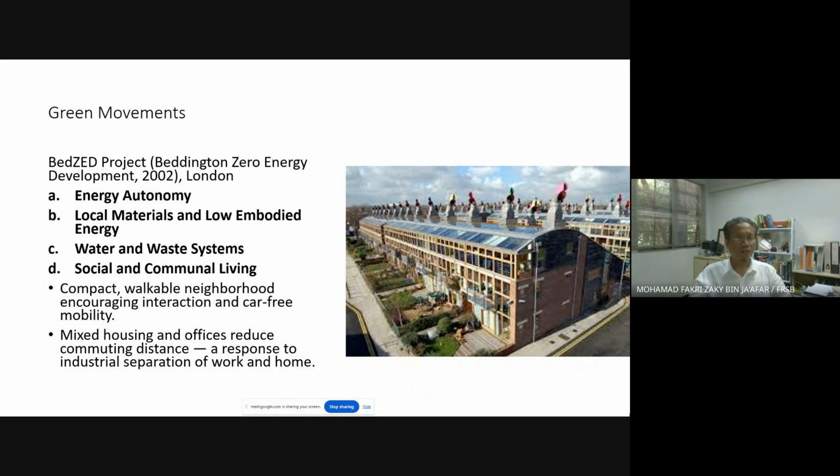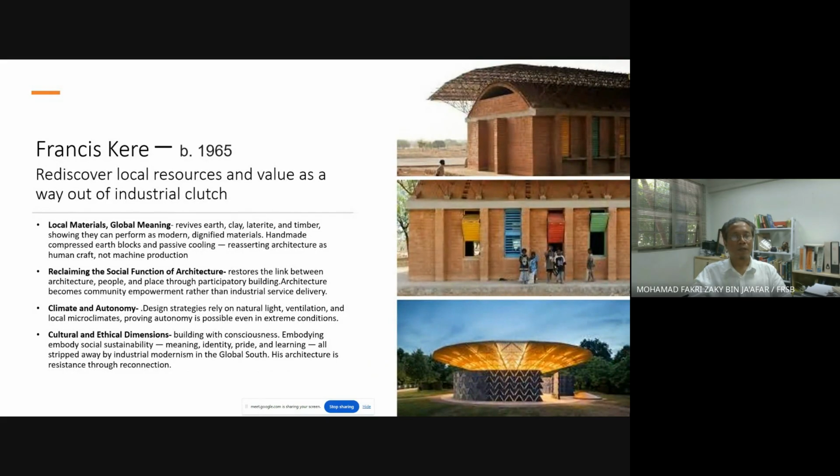Mixed housing and offices reduce commuting distance and respond to industrial separation of work and home. Another interesting response can be seen by this guy here, Francis Kere. He's an African. He is from Burkina Faso. Okay, he's an architect. He studied in Europe.